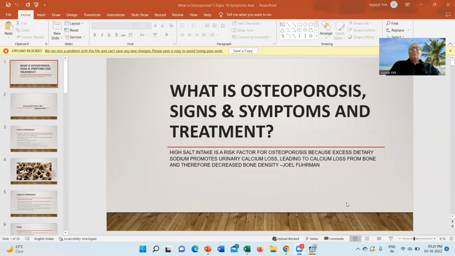Hello, today we will discuss what is osteoporosis, its signs and symptoms, and its treatment. High salt intake is a risk factor for osteoporosis because excess dietary sodium promotes urinary calcium loss, leading to calcium loss from bone and therefore decreased bone density. Dr. Joel Foreman says it.